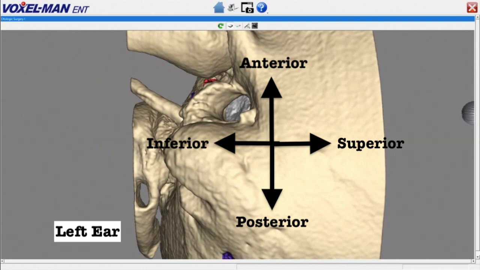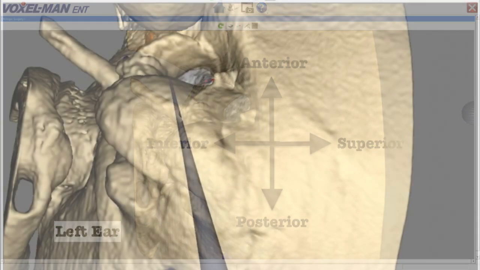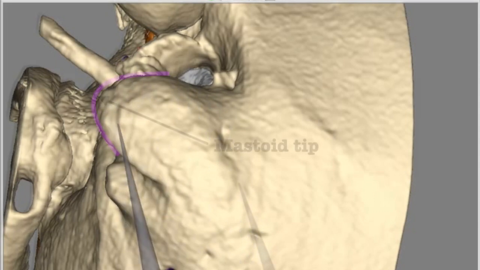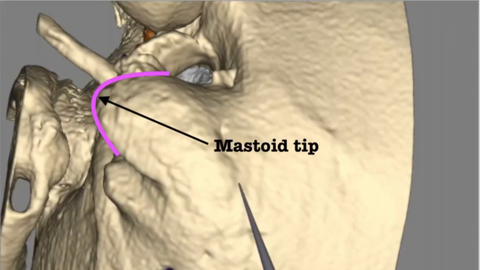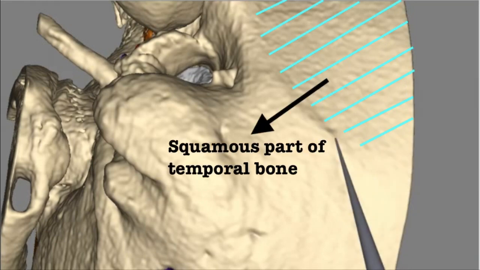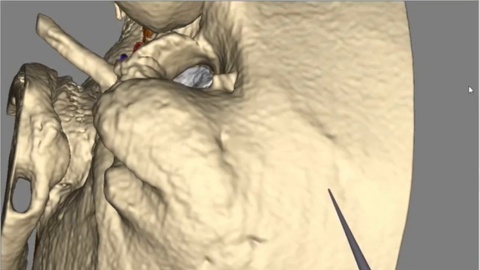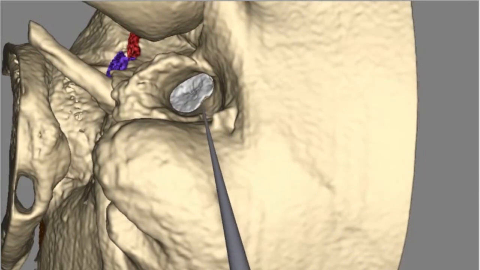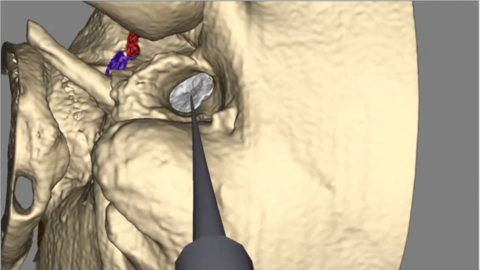In this video, we're going to run through some basic surface anatomy. Using the pointer, here you can see the mastoid process. Above it is the squamous part of temporal bone. And here you can see the ear canal with the eardrum medially.